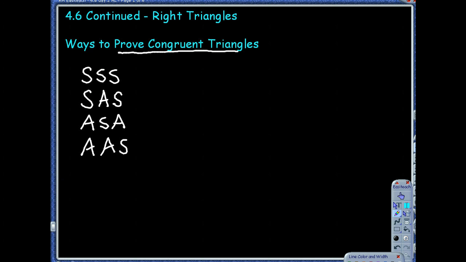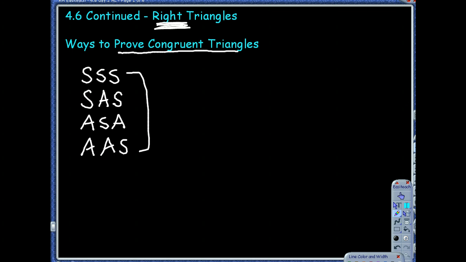A few days ago when we did this, I had some students say something about third angle theorem. That doesn't prove congruent triangles. What about CPCTC? That was after we already knew triangles were congruent. That allows us to talk about other parts of those triangles that are also going to be congruent. So really, these are the only 4. But I know I've been saying this in my class, there's actually one more way, and it's specific to a right triangle.